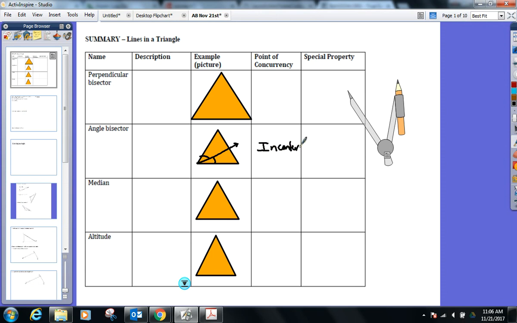What should we know about the in-center? Here you go, Justin. What should we know about the in-center? Equidistant from the vertices. Equidistant from the sides. Yep.